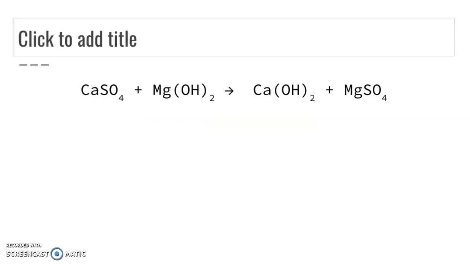Okay, CaSO4 plus Mg(OH)2 gives you Ca(OH)2 plus MgSO4. Pause your video. We have a double replacement reaction going on here, right? They're both switching partners. Ca is now going to be with OH. Mg is now with SO4, so they both switched. So I have a double replacement.